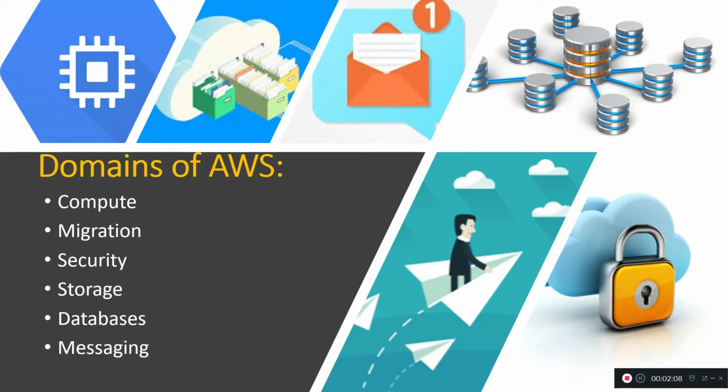Domains of Amazon Web Services. AWS provides a total of 110 services, but we will talk about some major services. First, compute. If you need scalability or an underlying service where you want your application to run, then you require computation and virtualization. Second, migration.